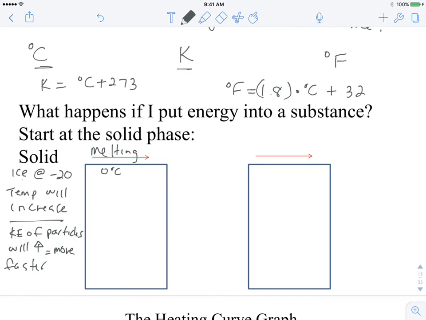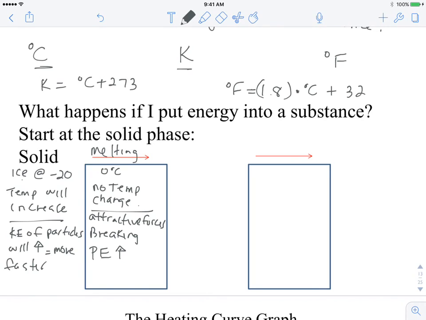And at this point here, there will be no temperature change. So now there's no kinetic energy change because there's no temperature change. Instead, what we have is attractive forces breaking. And as those attractive forces break, the potential energy will increase. Remember, breaking bonds increases the energy. You need to absorb energy to break a bond.